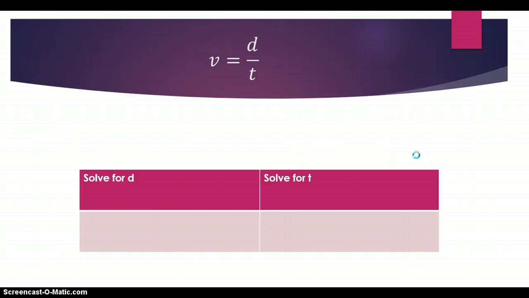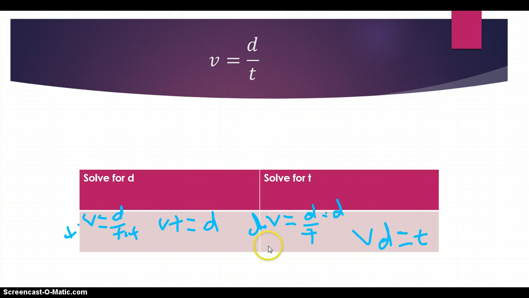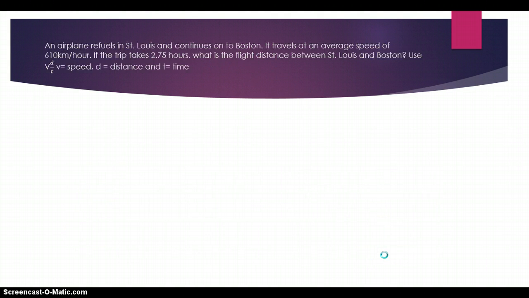V equals D over T. To solve for D, I multiplied T to V, and then I got V times T equals D. And then to solve for T, I multiplied D to V and got V times D equals T.